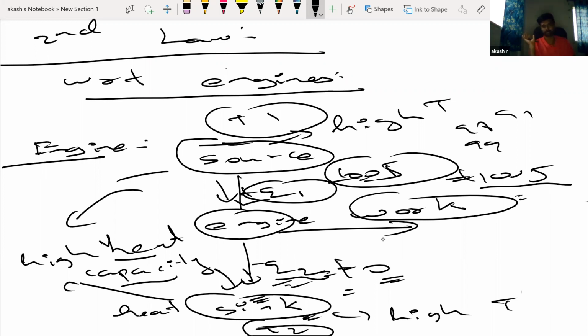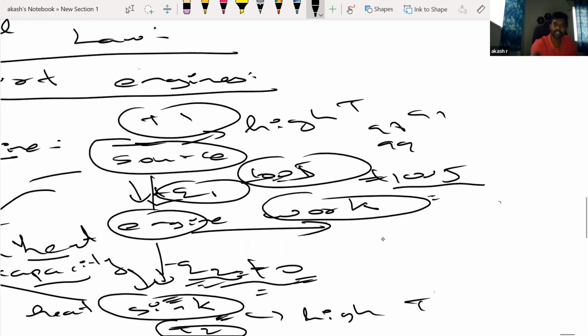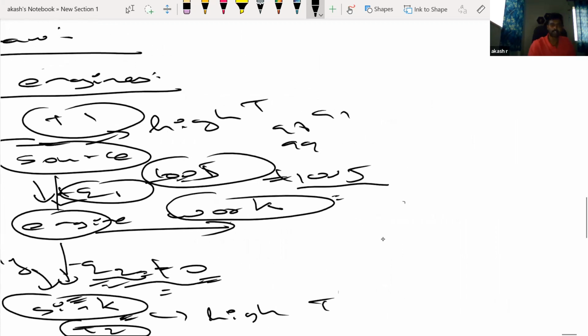As simple as that. Okay, so this is the framework. Source will be there, some Q1 will be given, and out of that some work can be extracted, and obviously some heat loss will be there, and this heat loss can never be made equal to 0. Now I'm going to contradict my own statement by saying that Q2 can be made equal to 0.